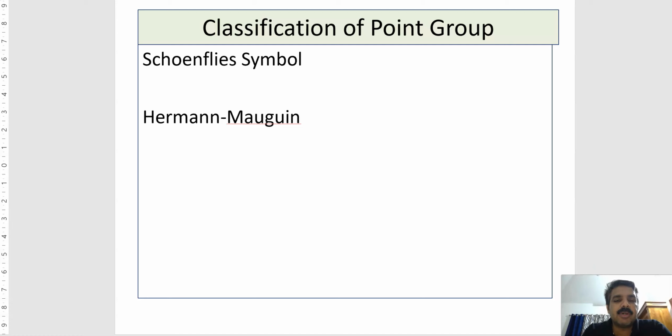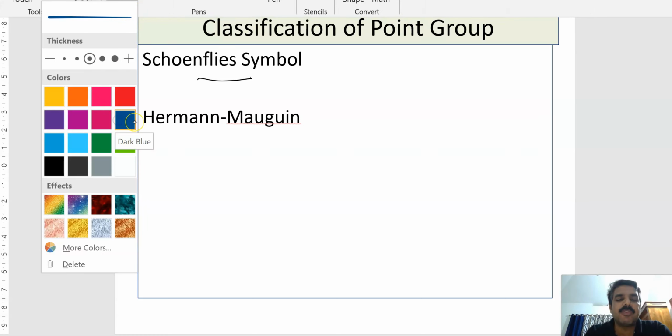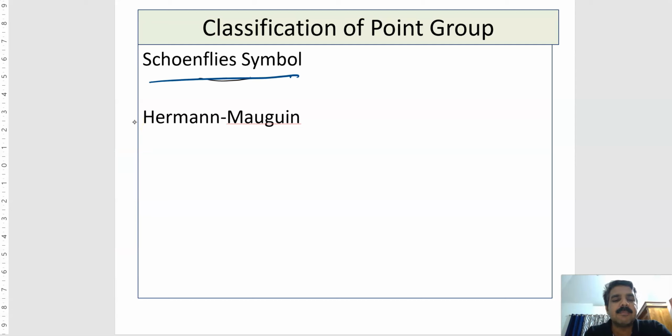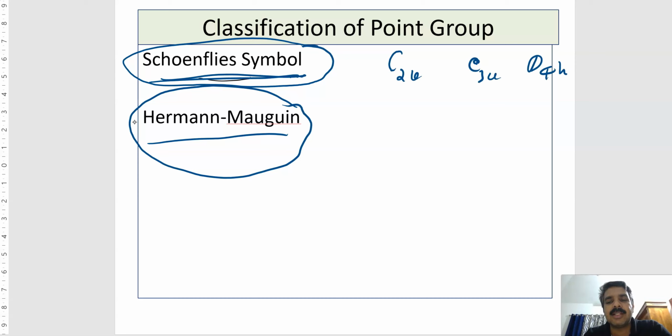Actually, there are two types of naming system to specify the point group of a molecule. That is Schoenflies symbol and Hermann-Mauguin symbol. In molecules, we mainly use the Schoenflies symbol. Hermann-Mauguin symbol is mainly used for crystal systems. Today in this lecture, I will use the Schoenflies symbol. In the Schoenflies symbol, we use point groups denoted like C2v, C3v, D4h, like that.